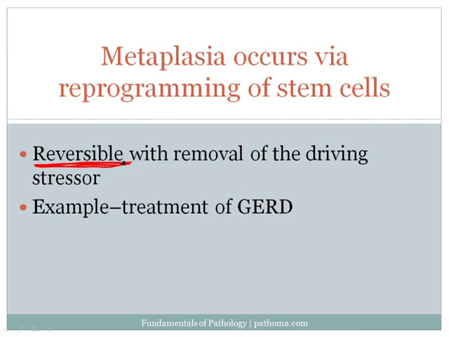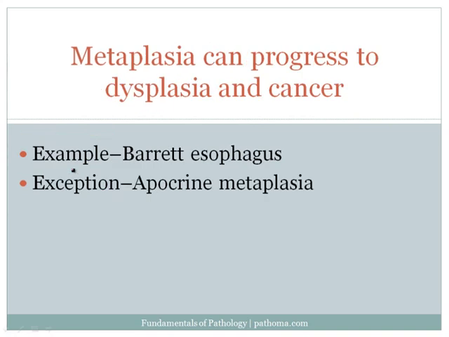Let's just take a very simple example. If we've got gastroesophageal reflux disease and we've got acid shooting up into the lower 1/3 of the esophagus, that's going to result in a columnar, non-ciliated, mucinous metaplasia. If the acid reflux is ceased, for example, via some sort of therapeutics, then the decrease in acid will result in reprogramming of the stem cells back to their original squamous type, and the metaplasia will then reverse. So the key take-home point from this slide is that metaplasia is reversible.